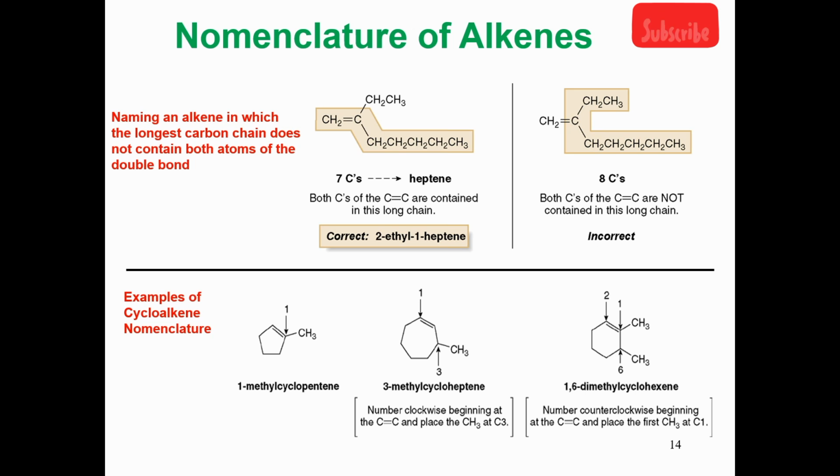or 2-ethylhept-1-ene. In naming cyclo compounds, I have to follow the routes that will protect the double bond as well as the substituent. So 1-methylcyclopentene, because my double bond is on carbon number 1 and my substituent on carbon number 1. 3-methylcycloheptene. So I'm going to follow clockwise to make sure that my methyl is having the minimal number.